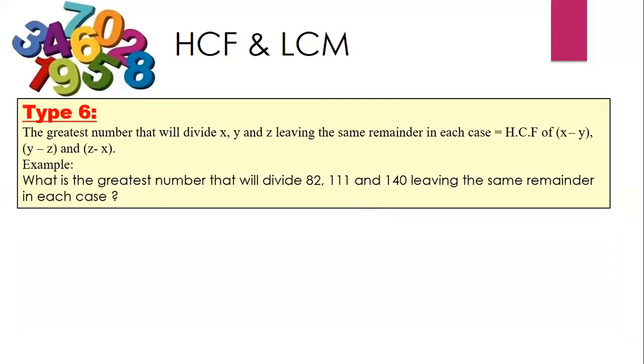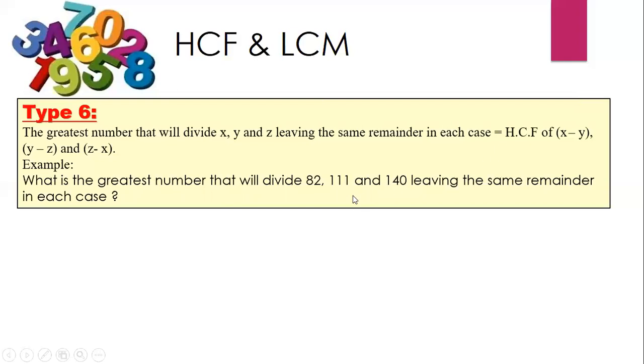Type 6. The greatest number that will divide x, y and z, leaving the same remainder in each case, is the HCF of x minus y, y minus z and z minus x. Whenever we get a problem like this, like find the greatest number n that will divide 82, 111 and 140 leaving the same remainder, though the remainder is not mentioned, we can find it by calculating the HCF of the differences between the numbers.